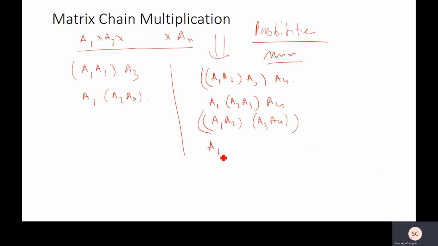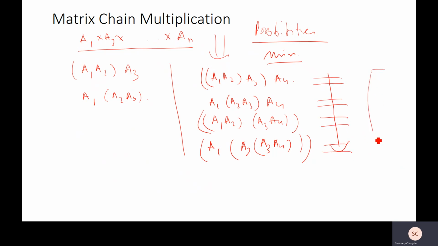We can go A3, A4 first, then A2, then A1. So there are a lot of possibilities, and if we go for listing out all different possibilities and find the number of multiplications required for each, among these we can find the minimum one. So this is one approach to find the optimum solution.